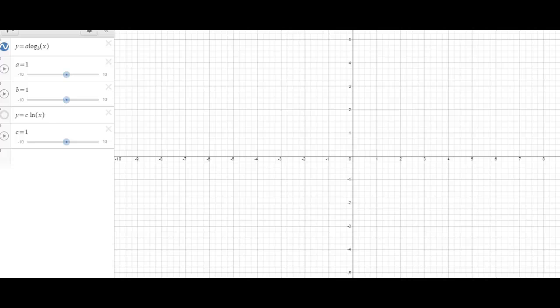I've graphed two functions, y equals a log base b of x. Now, here's the thing. The base can't be a 1. Just like with the exponential function, you can't go y equals 1 to the power of x, because all you're going to get out of that is 1s. 1 to the power of anything will just be a 1. So it doesn't make sense to have a base of 1. Now, we're going to use a base of 10.